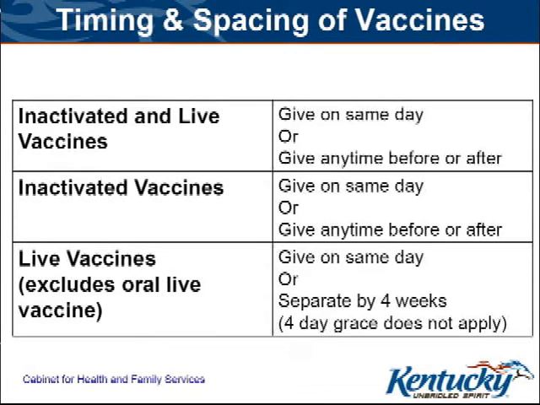And this is the only time that the 4-day grace period does not apply. So if you tell them to come back in 28 days, which is 4 weeks, and they end up coming in 26 days later, you are not going to give that second live vaccine because it will be invalid and will have to be repeated.